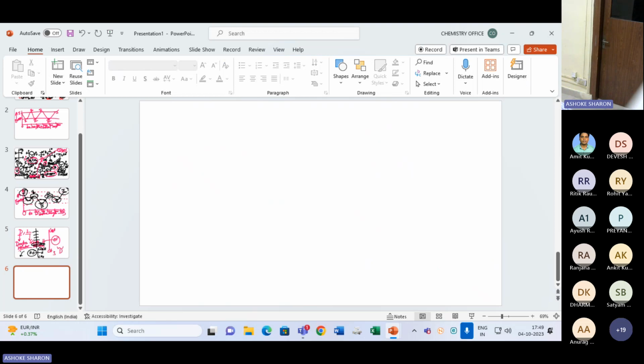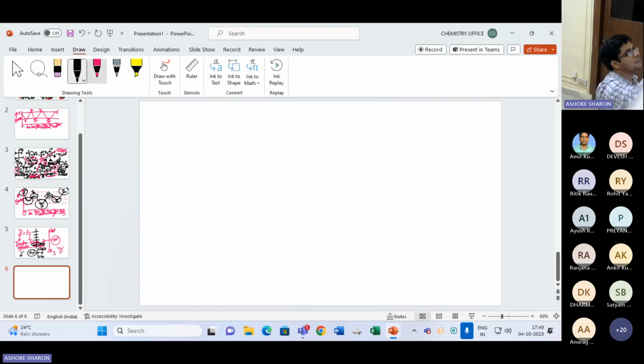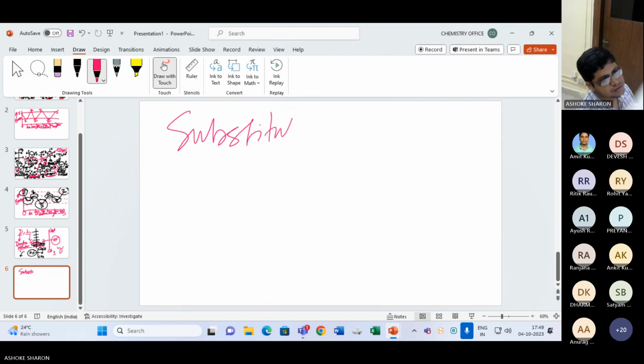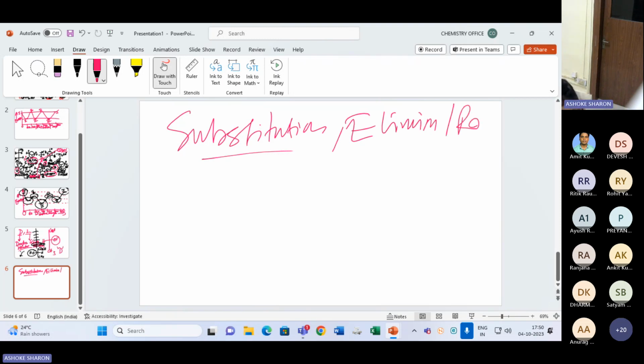Okay, I'm just leaving the stereochemistry section here, but I will start another interesting section which is in your syllabus, which we have incorporated this year. All of you have studied it: substitution reactions, elimination reactions, and rearrangements. Okay, this is very important.